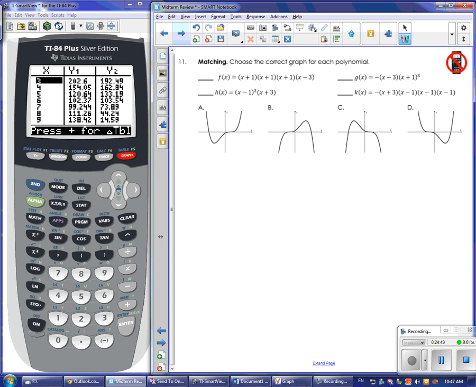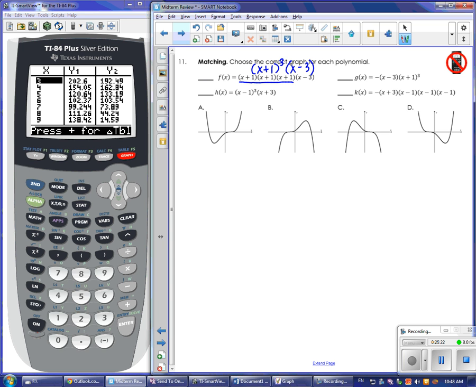Okay. Number 11 is another one where you cannot use a calculator, and this really has to do with end behavior as well. You have several equations that are written in factored form. If we look at the first one, f of x, notice that we've got x plus 1 times x plus 1 times x plus 1. That is equivalent to saying x plus 1, the quantity cubed. And then I've got this x minus 3. So think about where the x-intercepts will be and what the multiplicity of those roots would be.